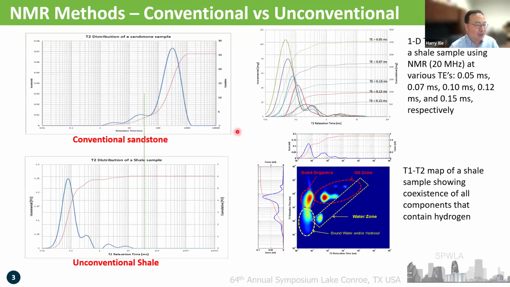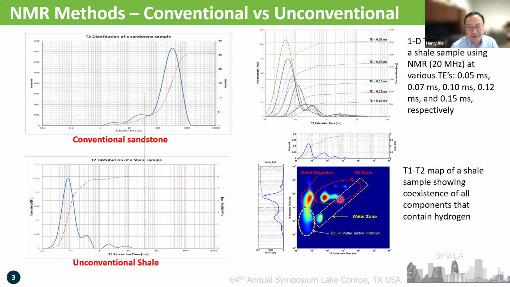So for unconventional work, we normally use a so-called two-dimensional T1-T2 mapping technique to measure the sample's T1 and T2 simultaneously. This is the T2 direction on the horizontal axis, and this is the T1 direction. Then we get a so-called correlation map. How do you read it? This is a one-to-one line, based on theory and also some experimental proof data.